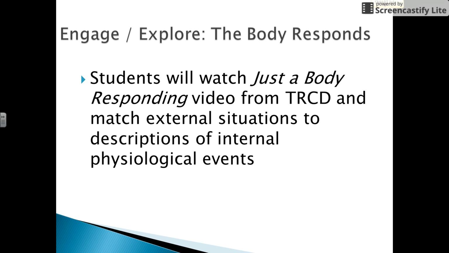The first activity of Chapter 5, the Engage Explore, the Body Responds. Students will watch a body response video from the Teacher Resource CD, and they match external situations to descriptions of internal physiologic events. This is a very engaging activity, and students absolutely love it.